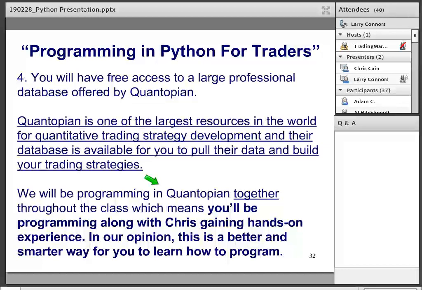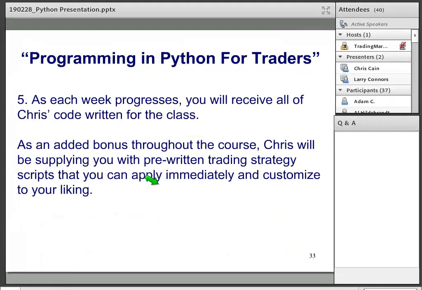We will program there, but again, you can take the skills that you learn in this class and move it onto any other trading platform out there, because you have Python. Number 5, as each week progresses, you'll receive all of Chris's code written for the class. So Chris is going to be writing code as he's teaching. As he does it each week, you will have access to his code.